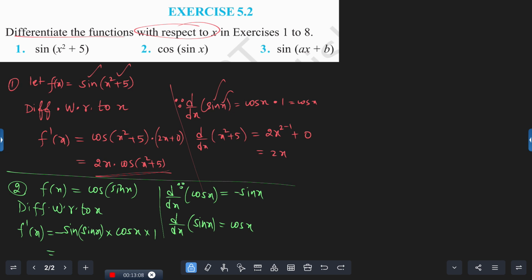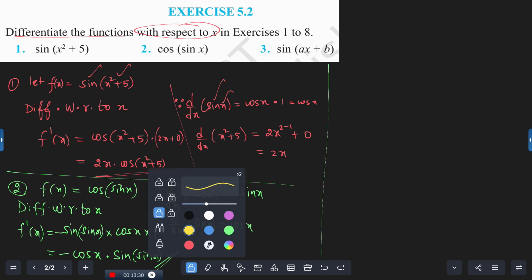Now 1 into cos x minus cos x, I am writing first, into sin of sin x. Sin of sin x is our final answer for the second question. Is it understood? Is it okay? Right. Next, the third one.